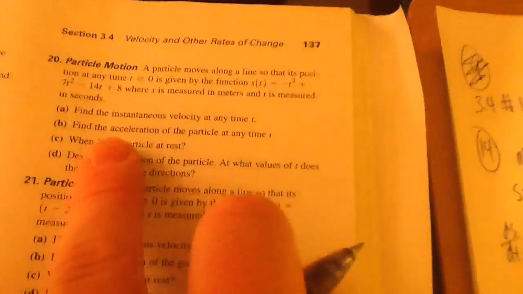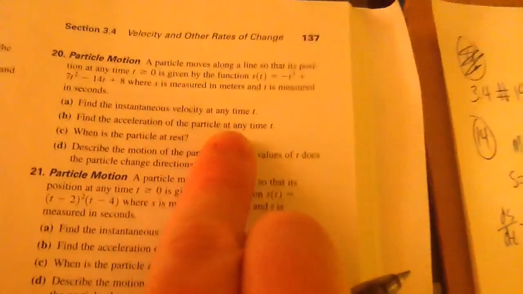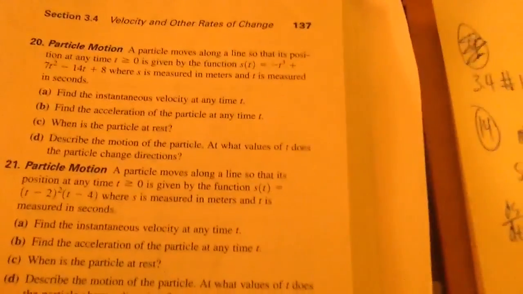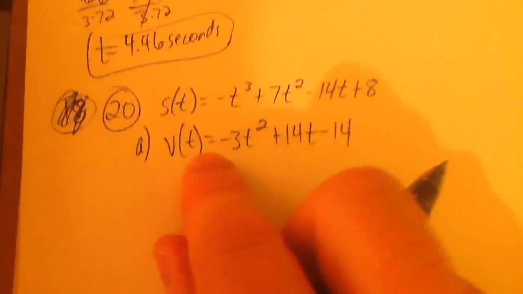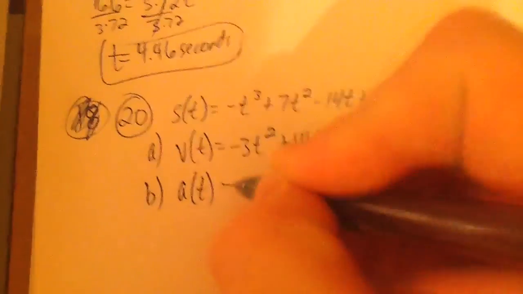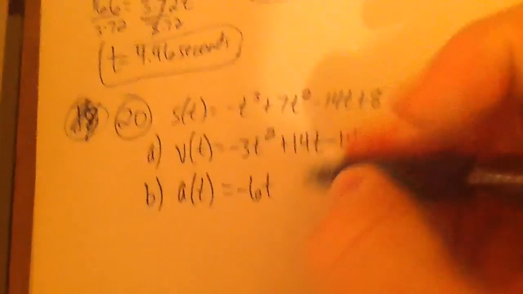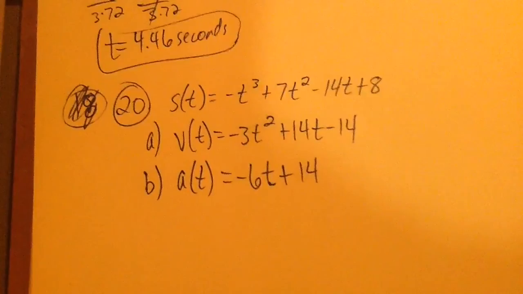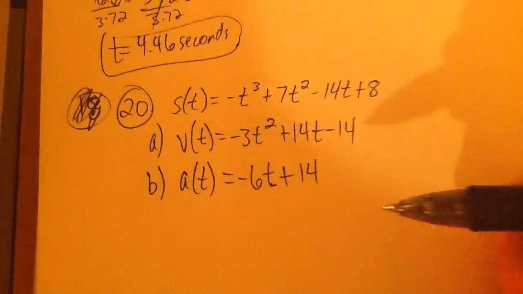B, find the acceleration of the particle at any time t. Well, acceleration is just the change of the velocity, so the rate of change of the velocity. So you just do the derivative again. I'm starting to realize my little video isn't going to really help with this problem, probably. So there's that, the derivative of that one.